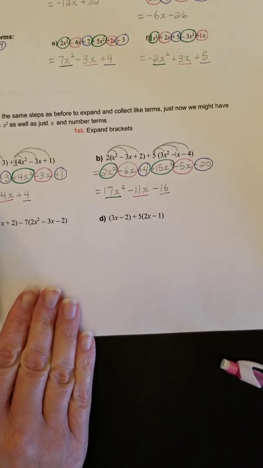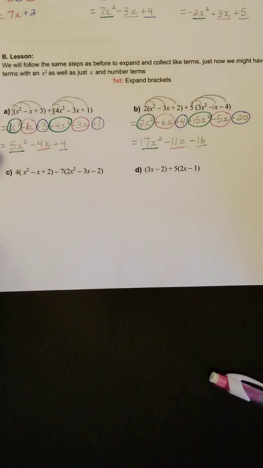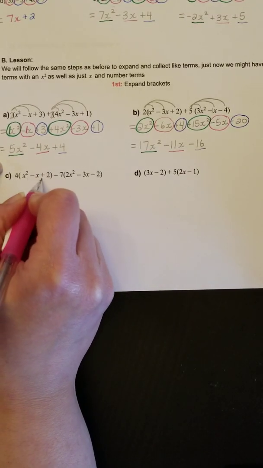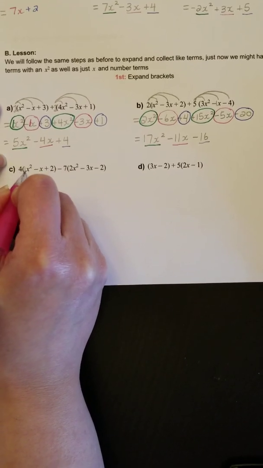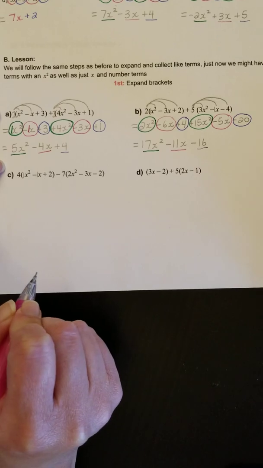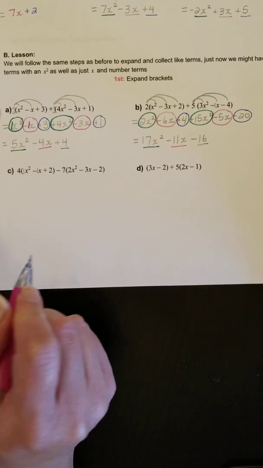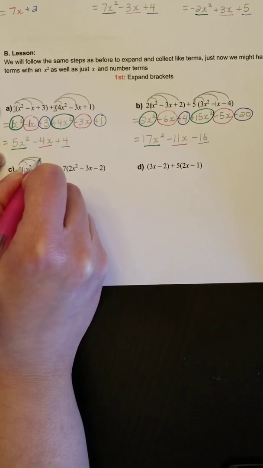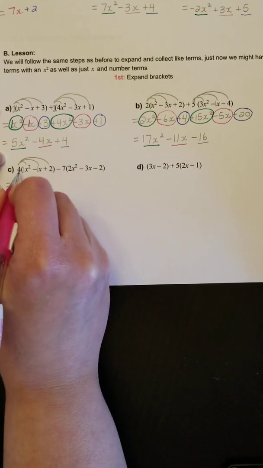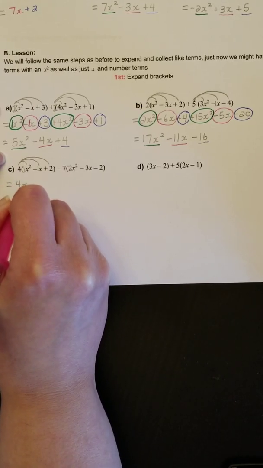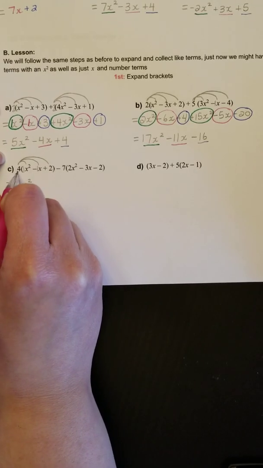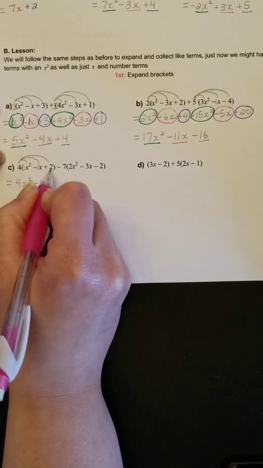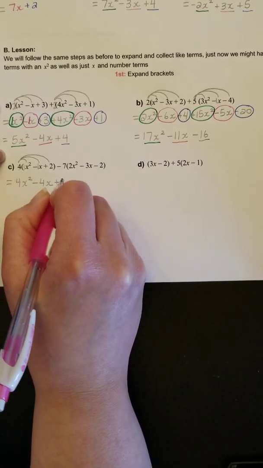2 more questions here. Same idea with this next one. We've got a 4 multiplying into everything here. I've got 1x squared minus 1x. Remember, you can always put those ones in front. So multiplying 4 times 1x squared, 4 times negative 1x, and 4 times 2. So 4 times 1x squared is 4x squared. 4 times negative 1x is negative 4x. And 4 times positive 2 is positive 8.